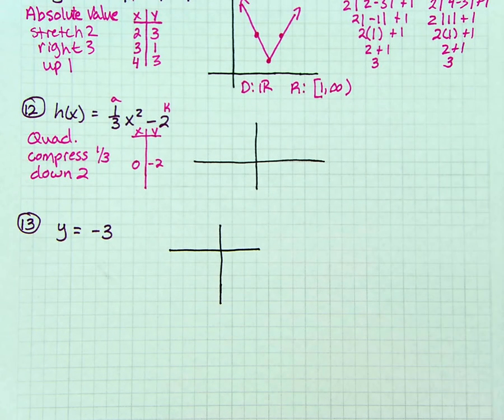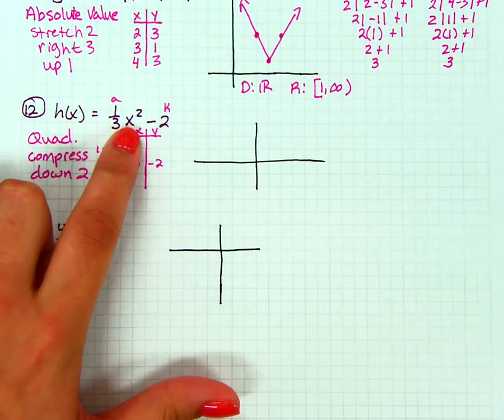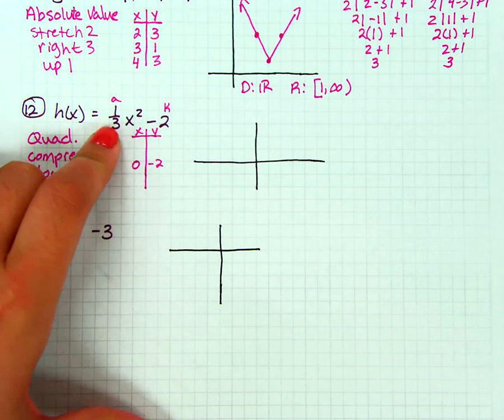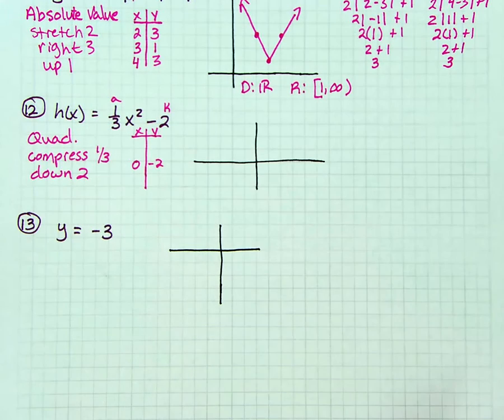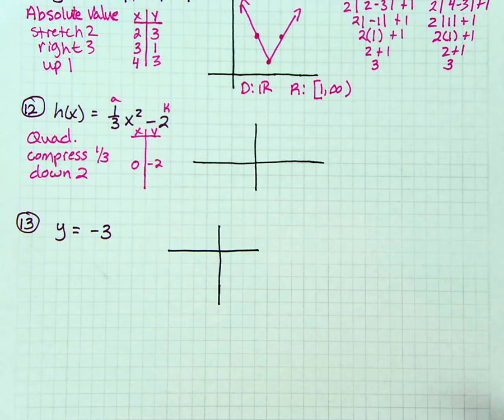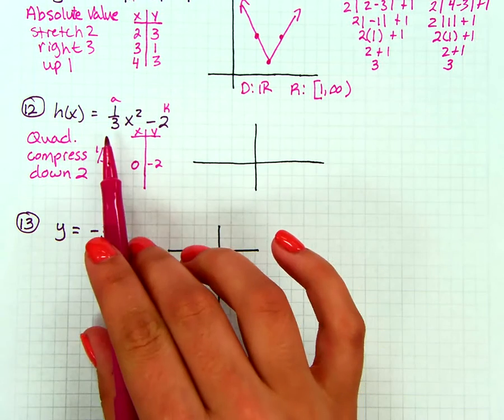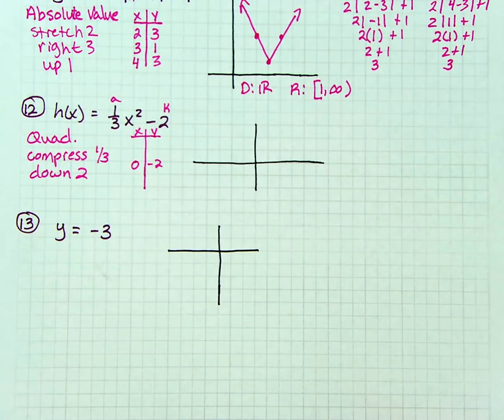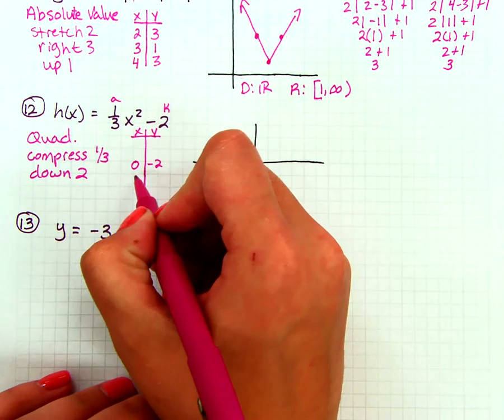But this time, if I do that, 1 squared is 1, and then times 1/3 is going to give us a decimal to graph. And it's not even a nice decimal. So I'm going to choose my x value a little bit more strategically this time. So I need a number that when I square it, it's divisible by 3. So I'm going to choose 3 for my x.